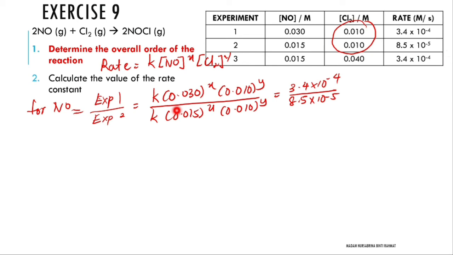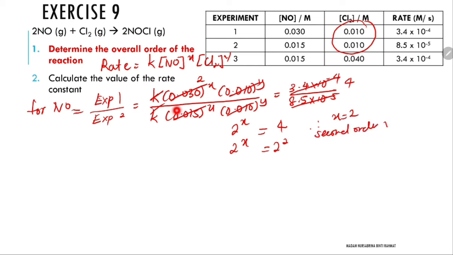Okay, let's solve it. If we simplify, this becomes equal to 2, and the 0.010Y cancels out. This one becomes 4. So 2 to the power of X equals 4, so 2 to the power of X equals 2 to the power of 2. Therefore, X equals 2. So write the statement: second order reaction with respect to NO. Okay, so that is for NO.